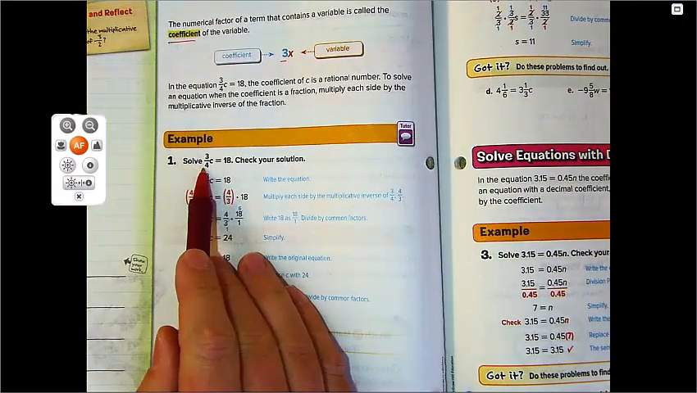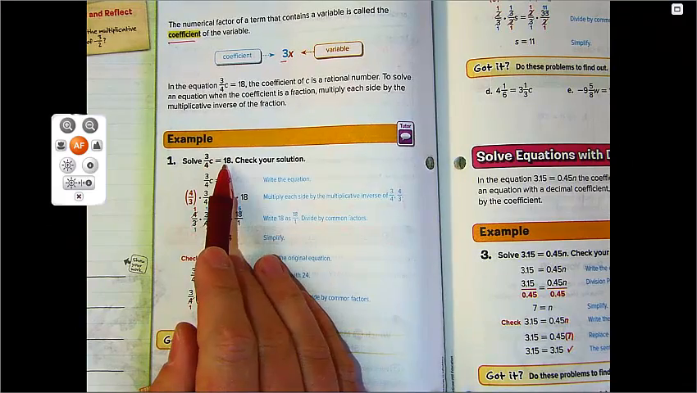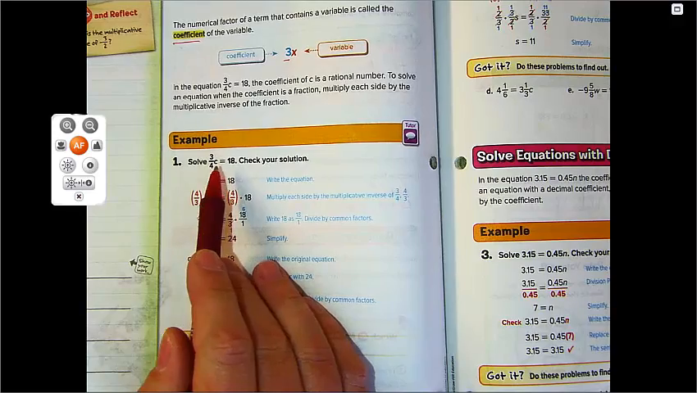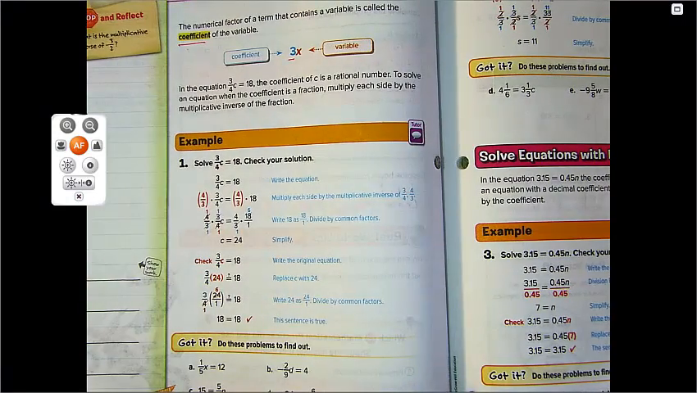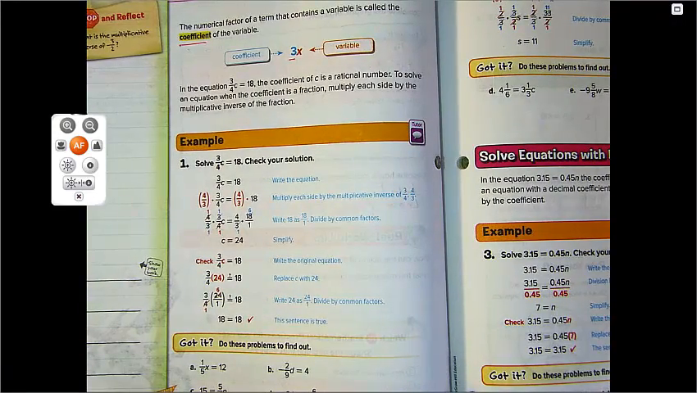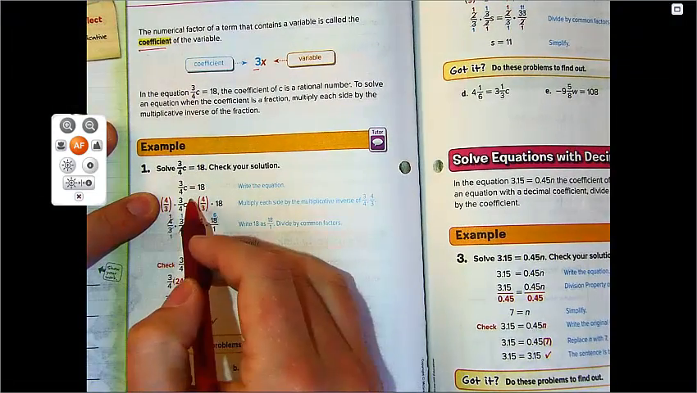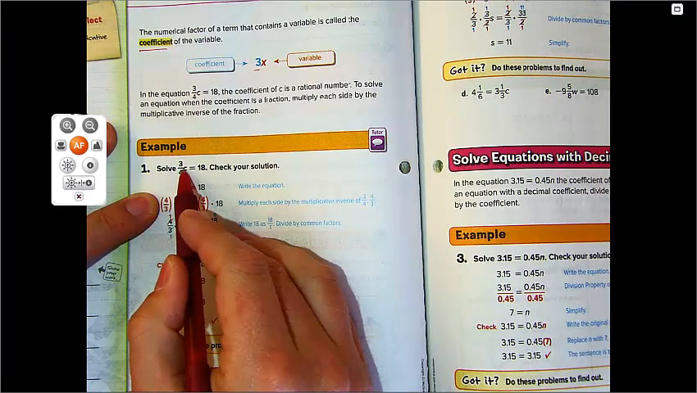It says 3/4 times c equals 18. So if I take 3/4 times c equals 18, I want to find out what c is. Solving equations are great. As long as you follow the process, you'll get the correct answer every time. So right now, we want to find out what just c is. Our problem is we have this other stuff with c, specifically the times 3/4.